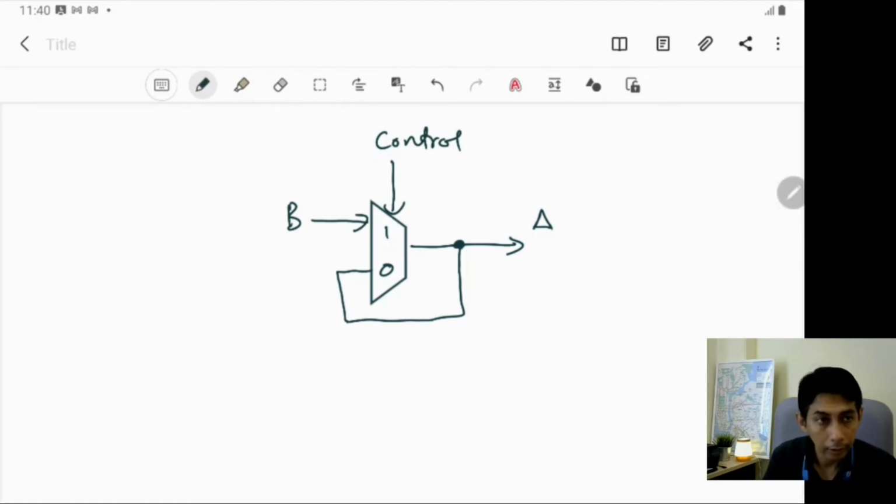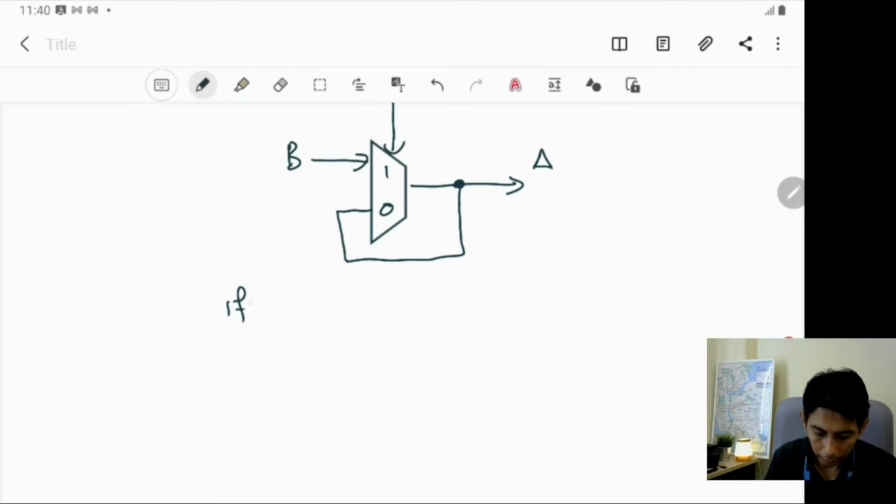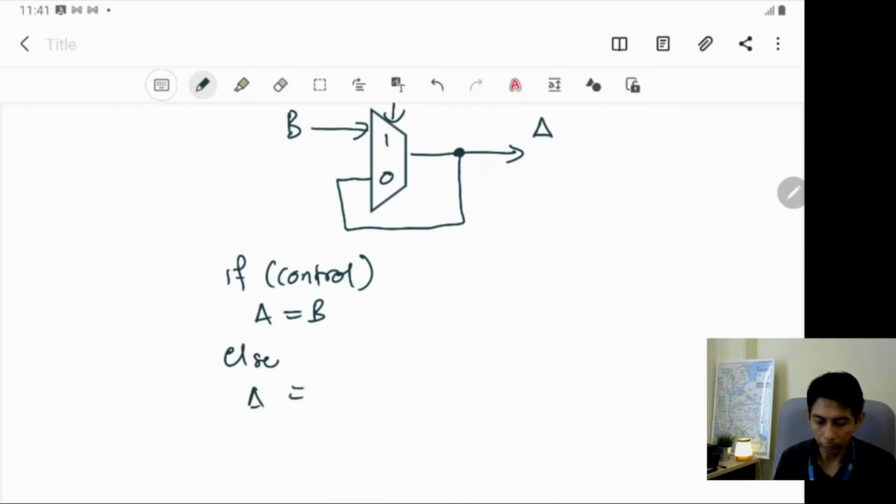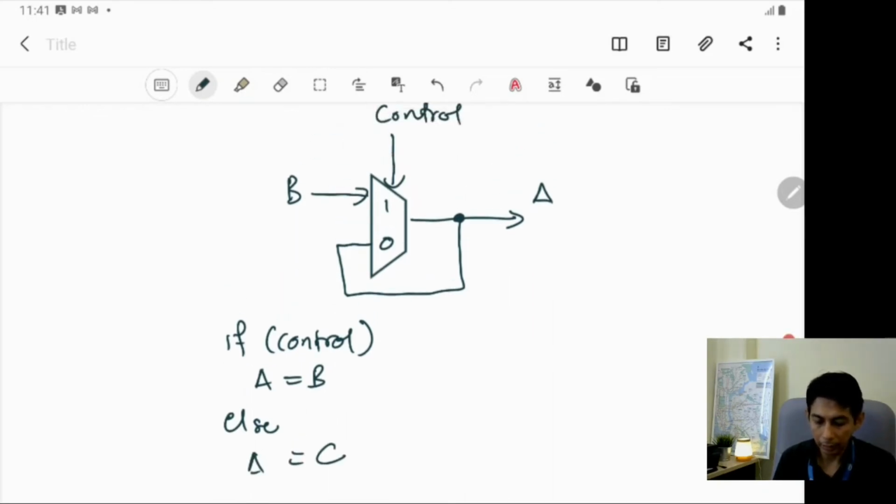If you write if control, A equal to B. Okay. So normally what we do before this is this. If control equal to 1, A equal to B, else, A equal to something else, right? For example, maybe C, so that we have something like this, C.